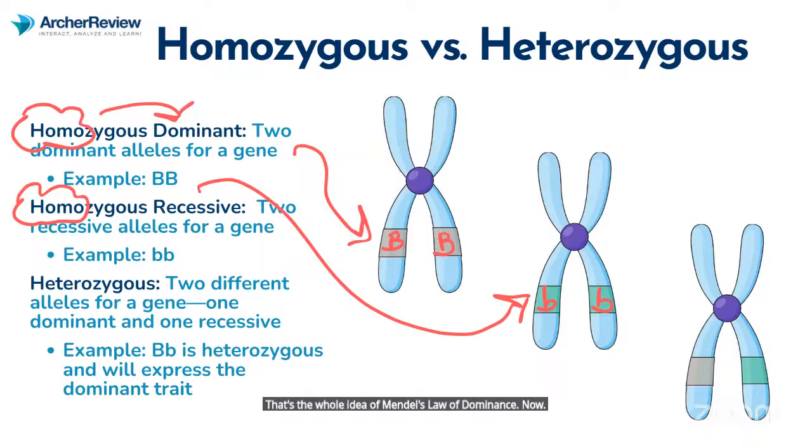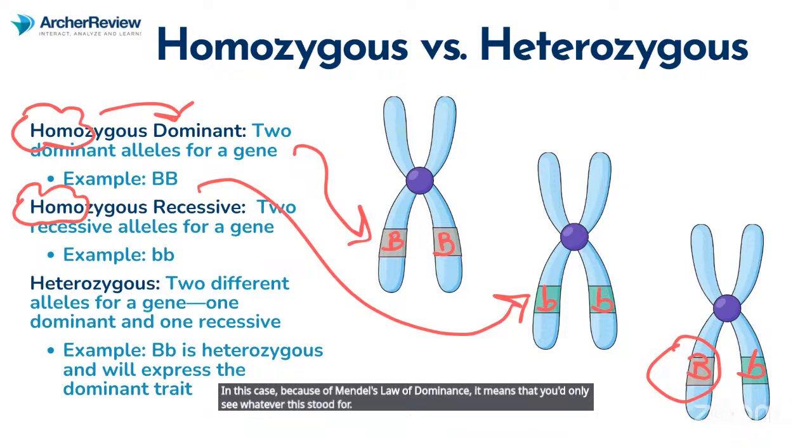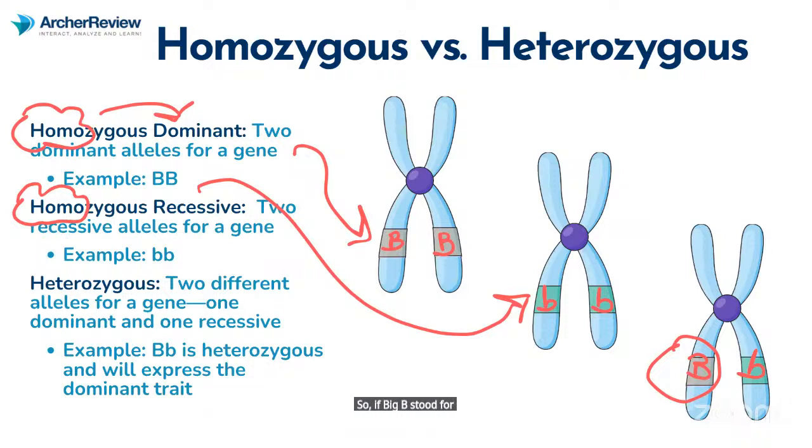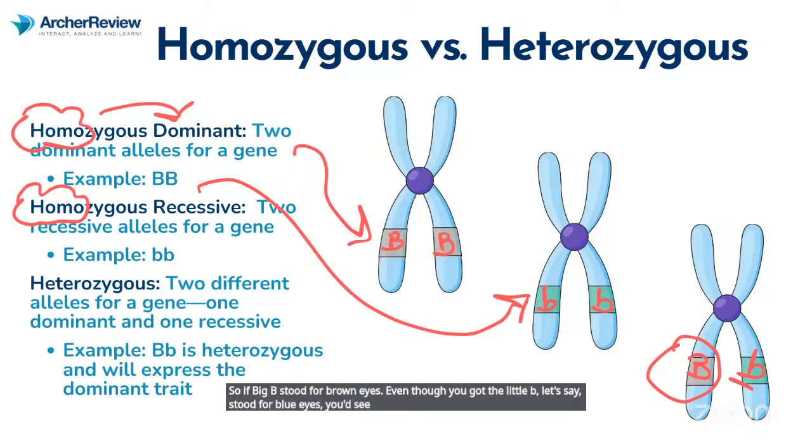Now, there is another form too, heterozygous. This is where you could get one of each. You could get a capital and a lowercase. You could get a dominant and a recessive. In this case, because of Mendel's law of dominance, it means that you'd only see whatever this stood for. So if big B stood for brown eyes, even though you got the little b, let's say, stood for blue eyes, you'd see brown eyes because the dominant trait overpowers the recessive trait, and we only see the dominant trait. That is Mendel's law of dominance. Okay.